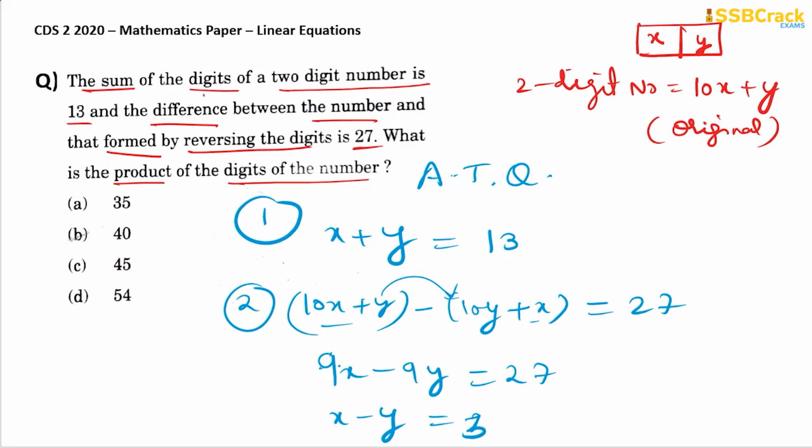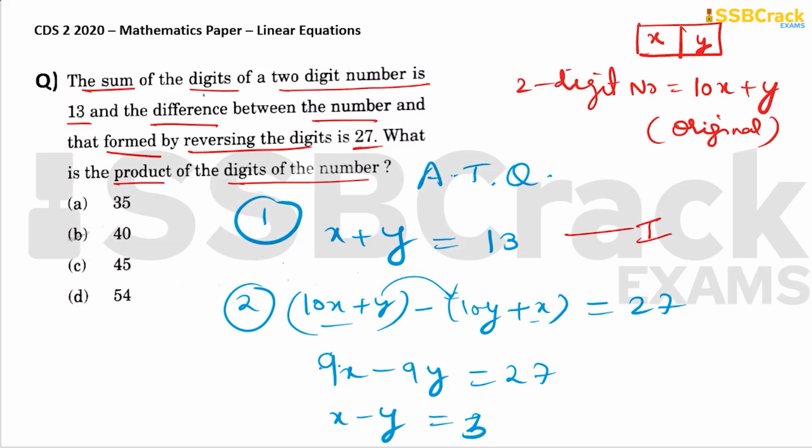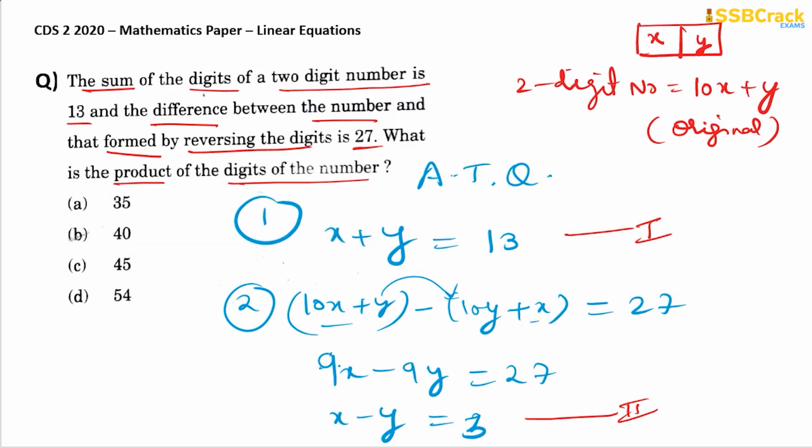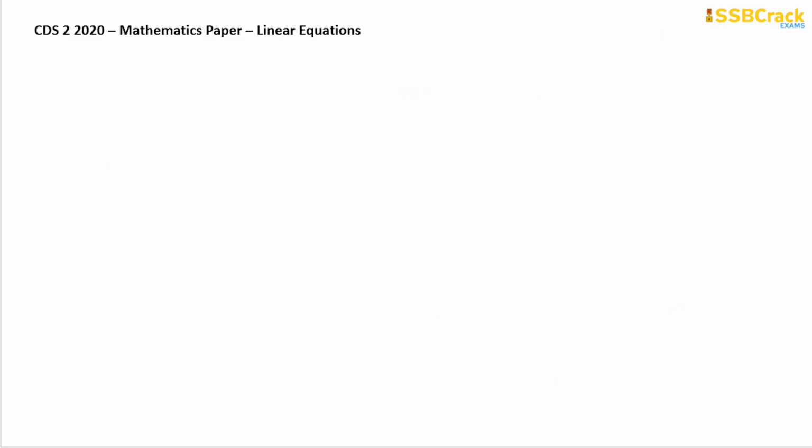So we are clear that we have obtained equation 1 and equation 2. We have to solve these two equations simultaneously. You know the elimination method, the substitution method, and cross multiplication. But elimination is always the easiest method to go ahead with, so I'll be using the same. So x plus y equals 13, x minus y equals 3.